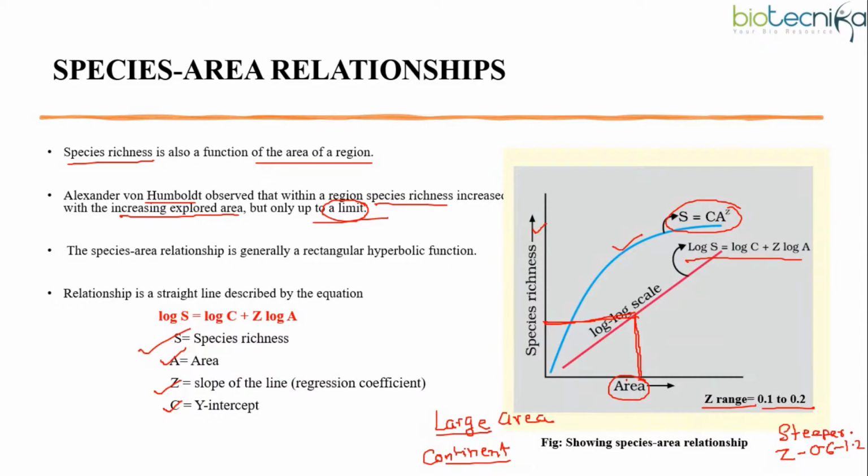Now, steeper means what? If I simply draw three lines here, 1, 2, and 3, and label them as A, B, and C, this A1 will be more steep, and C1 will be less steep.